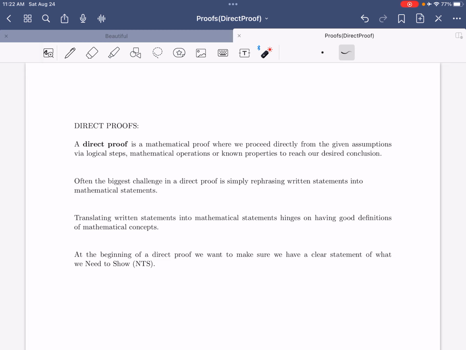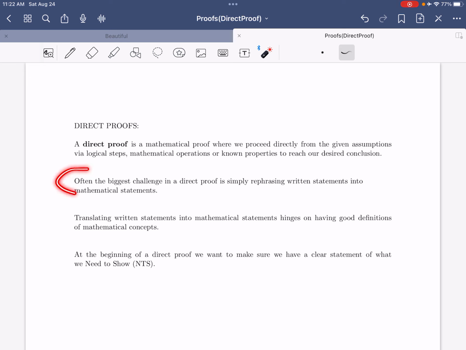So that's basically saying that a direct proof, as its name would imply, is one where we start from a set of given assumptions, work from those assumptions, directly moving forward step by step using either logic, mathematical operations, or known mathematical properties, and eventually reach our desired conclusion.